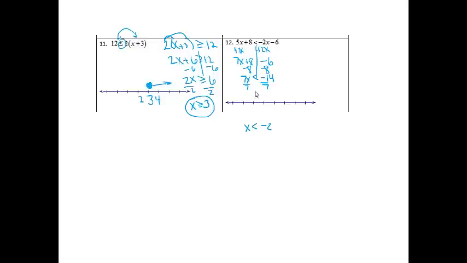We didn't need to switch the way that our sign was going because we didn't divide by a negative number. And we got a negative answer. Okay, so negative 2, negative 1, negative 3, less than. I will not close it in because we don't get to include negative 2, and less than points to the left.